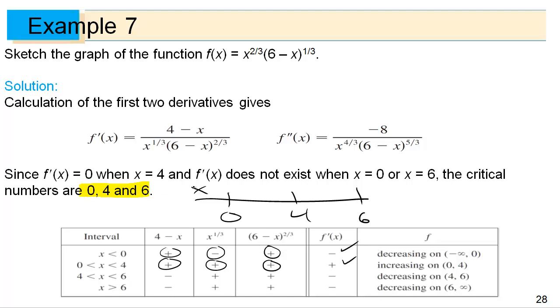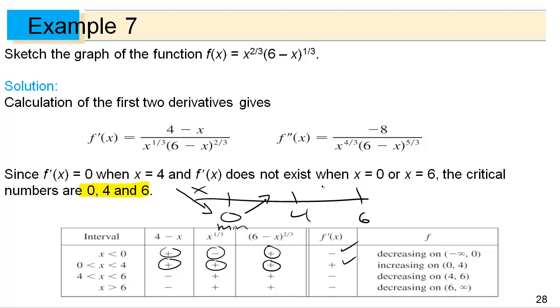It's increasing. So we now know that this function was decreasing to 0, increasing on this interval. We already know this is a minimum. Now we check on the other side of 4. So we check 5. 4 minus 5, negative, right? 5 cubed, that's positive. 6 minus 5, that's positive.